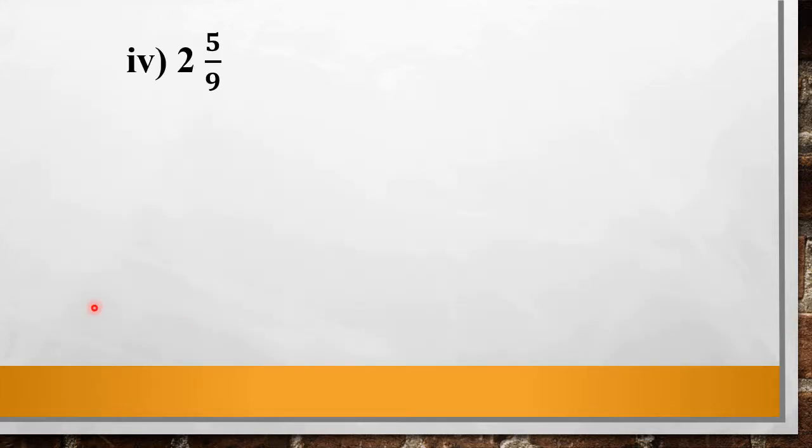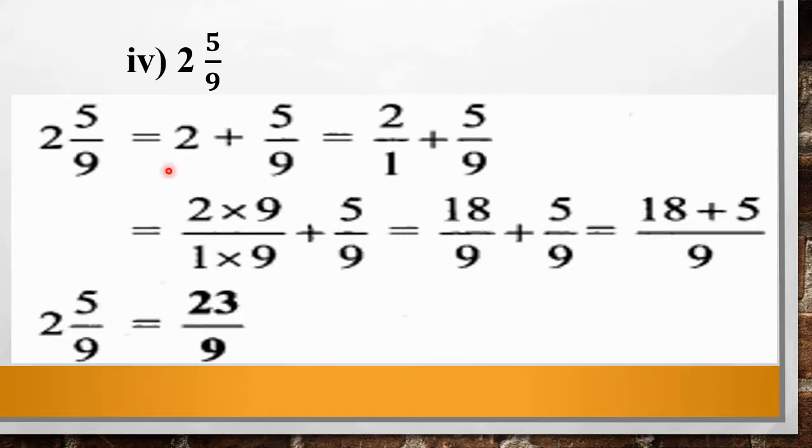Question number 4, 2 and 5 by 9. So here we will write like this, 2 plus 5 by 9. Here denominator is not written, so 1 we will write as a denominator. So 2 by 1 plus 5 by 9. Now we have to keep our denominator same, so we will multiply by 9. So 2 multiplied by 9 upon 1 multiplied by 9 plus 5 by 9.